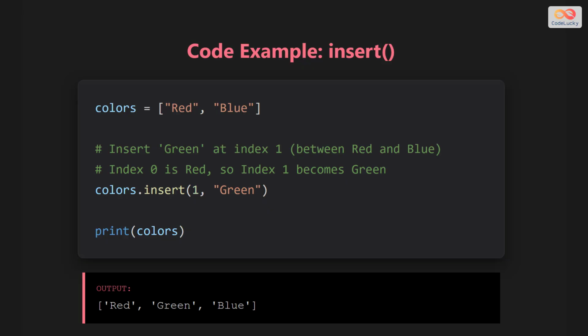Let's see insert in action. We have a list of colors, red and blue. We want green to be in the middle. Since lists start at index 0, index 1 is the second position. So we write colors.insert(1, green). The result is red, green, blue. Green pushed blue over to make room.